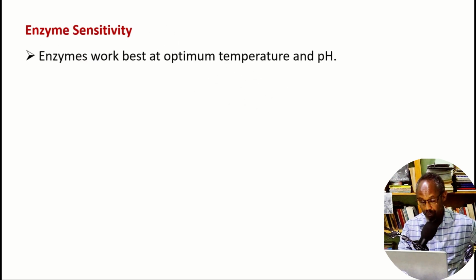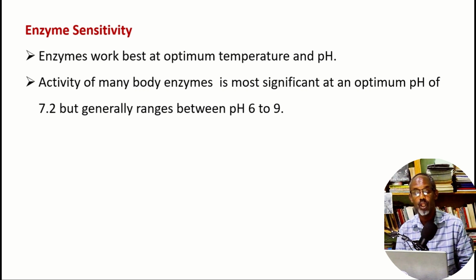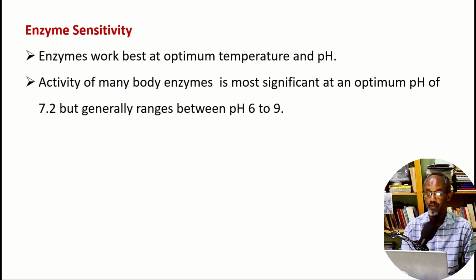Enzymes work best, of course, we have talked about this. There are factors which affect them. Enzyme catalytic activity is affected by temperature and pH. Enzyme sensitivity refers to the fact that changed temperature, changed pH means changed activity. Activity of many body enzymes is most significant at an optimum pH, but generally ranges between pH 6 to 9, around neutral pH. We have talked about this in the physical property section.